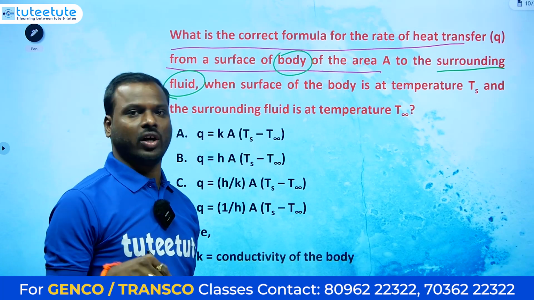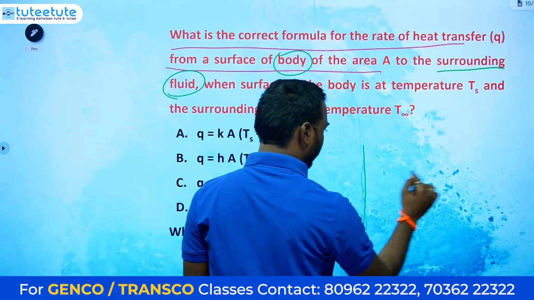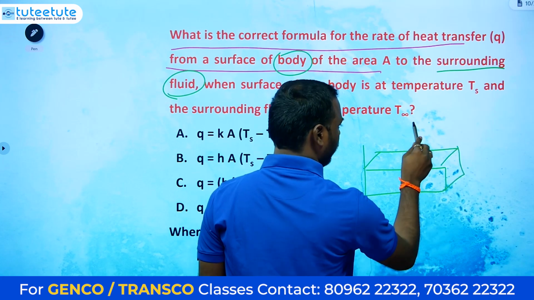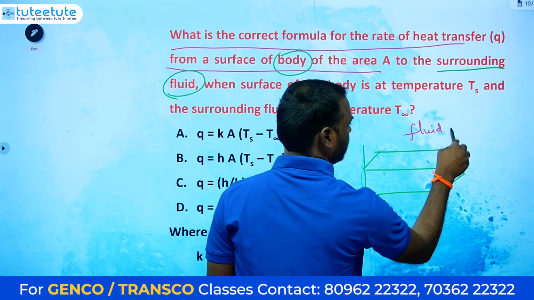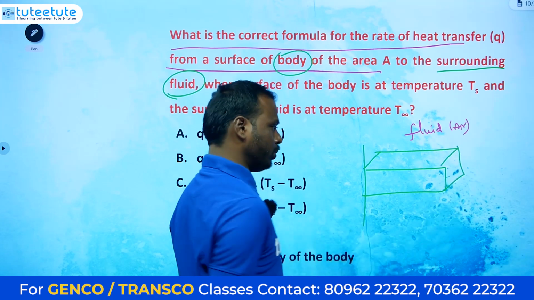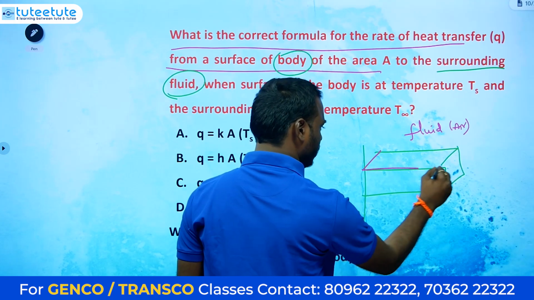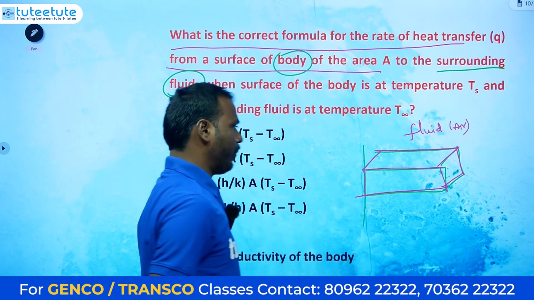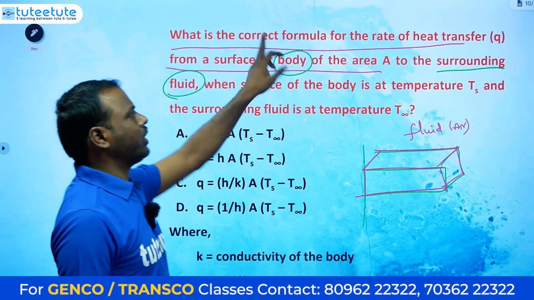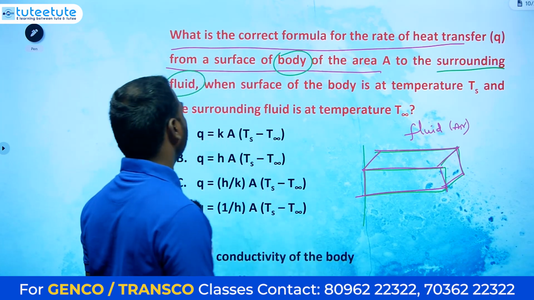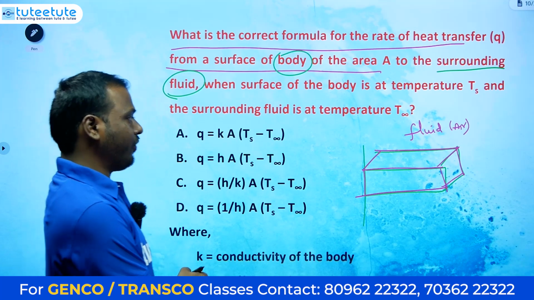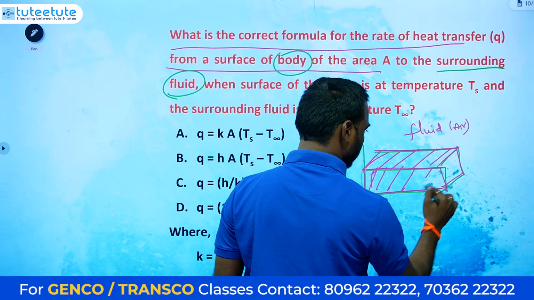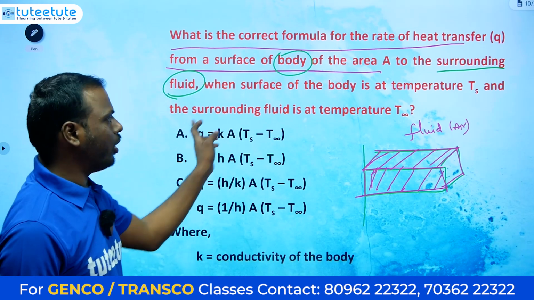One is the body and one is the fluid. Suppose this is the body and this is the fluid, meaning air, which is atmospheric air, and this is the body. What is the correct formula for the rate of heat transfer Q from the surface of the body? This is the surface. Everything will be the surface of the body.